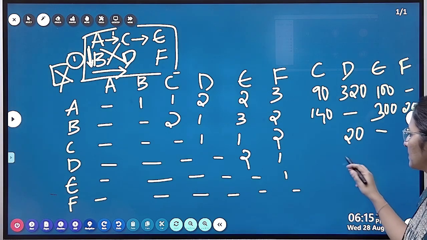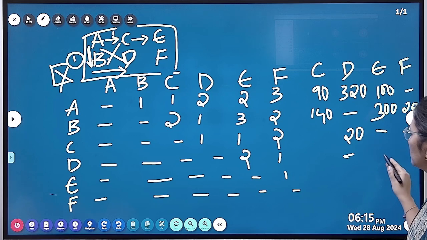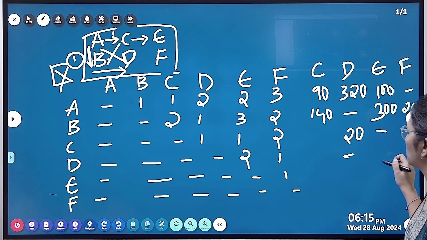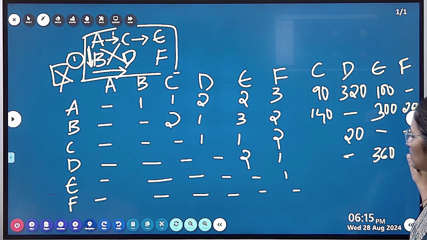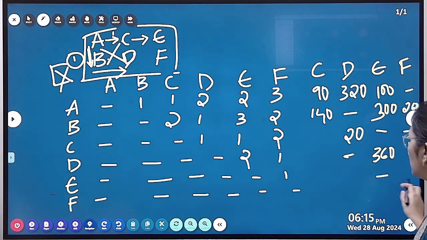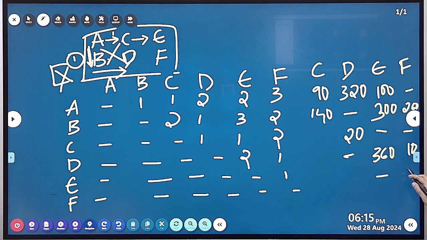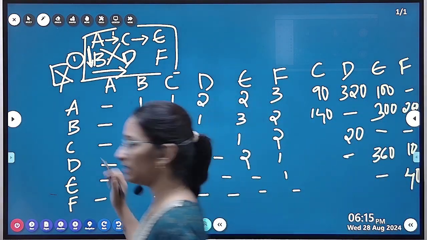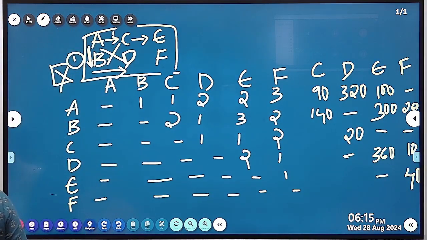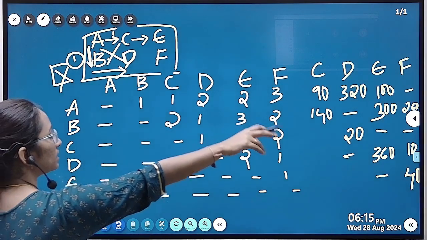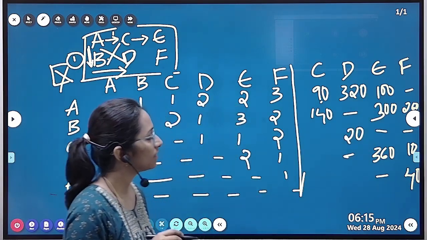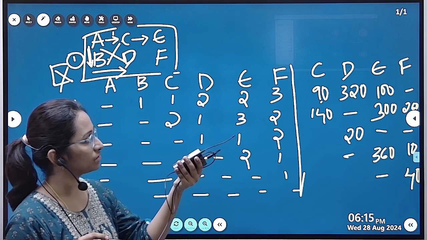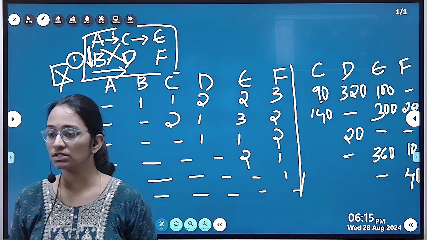Next 0. Next tell me E का value. 180 into 2, 360. Next 10. Here next one 40. Yes. So these are the values you got in the second step, right? Second step clear hai? So you need to total that 90 plus 320 plus 100 and 140 plus 300 plus 260. So total करने से total cost आएगा.